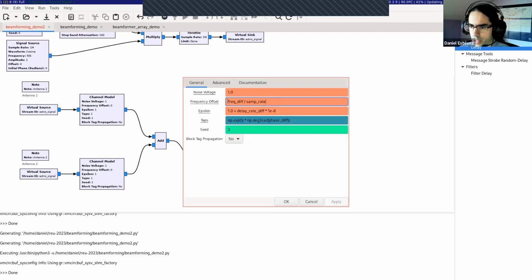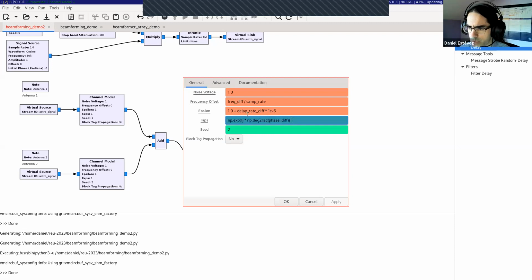So what do we have in here? As I mentioned, the frequency offset is in units relative to the sample rate. So in cycles per sample, if I have this in hertz and this in hertz or samples per second, I can divide them and I get the appropriate units here. And then my delay rate difference is in parts per million. So to arrive at the epsilon, 1 part per million is 10 to the power minus 6. So that's the calculation.